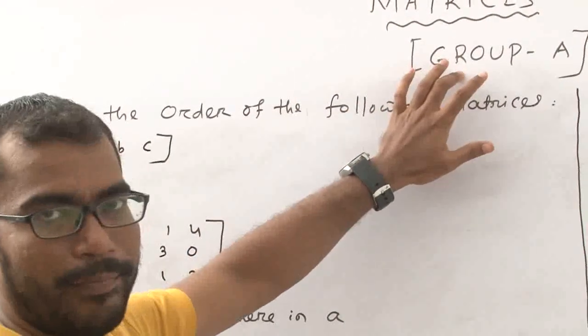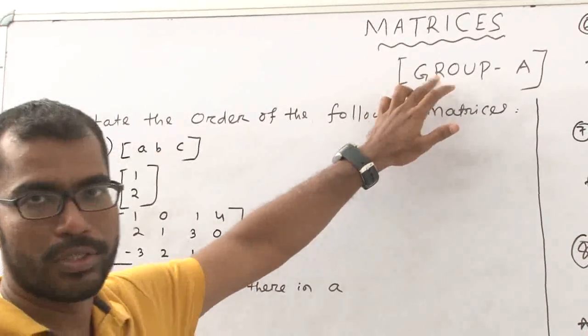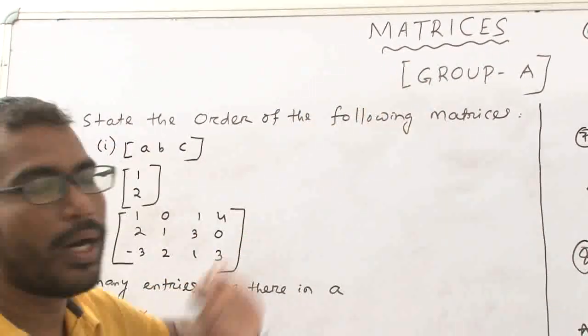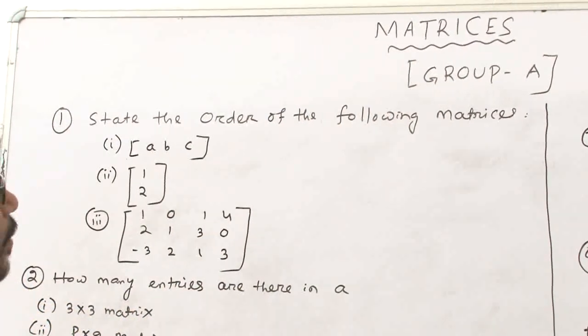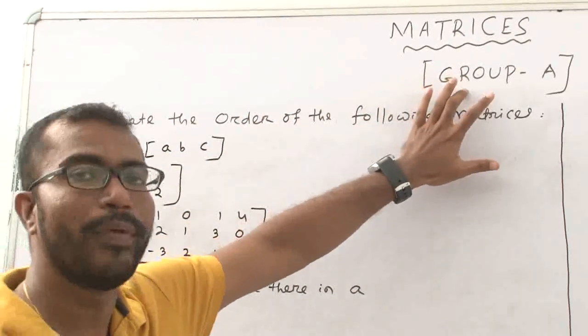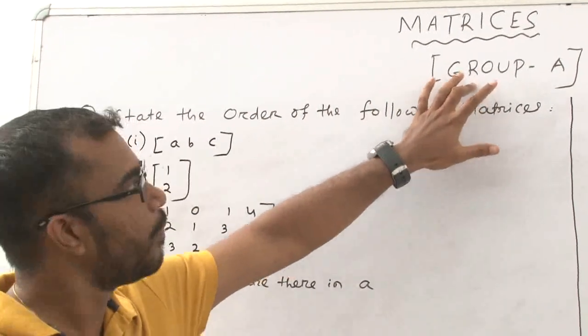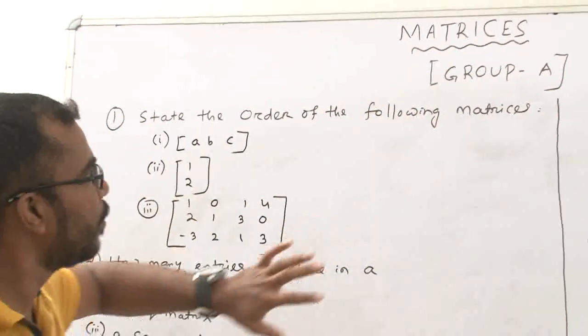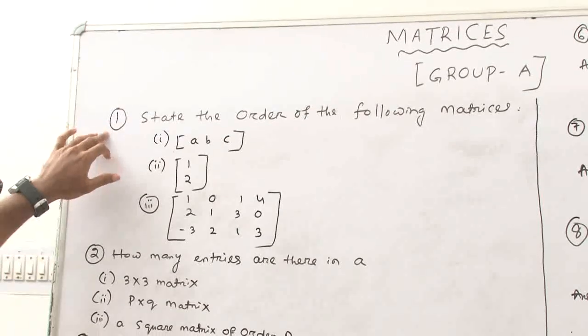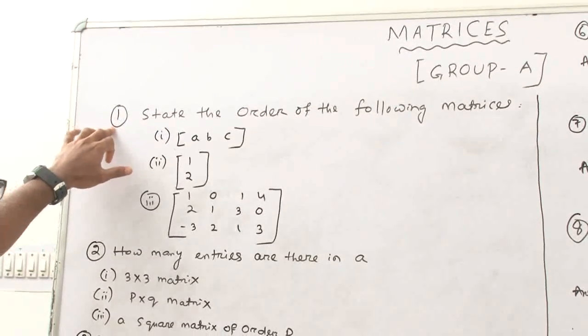It is the group A. As you know, this is the syllabus of CHC. So CHC in group 1, it's the category of 1 mark questions. So first we have discussed group A category in the topic matrices. So first of all, here are the questions. Let's start. Question number 1.